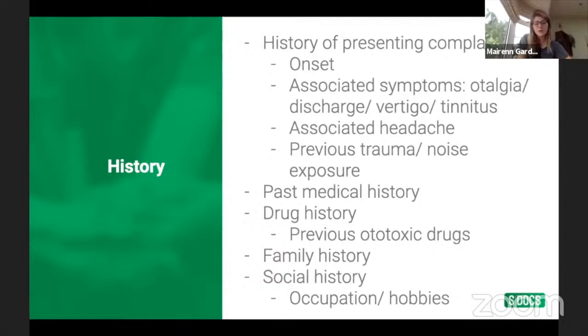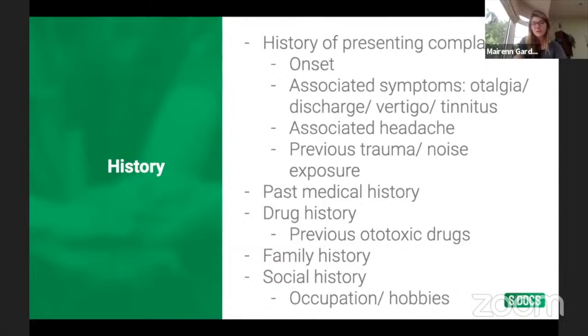It's important to ask about drug history. There are certain drugs which are ototoxic. Systemic aminoglycosides, so the antibiotic aminoglycosides, and cytotoxic agents, both can cause permanent hearing loss. Salicylates and quinine can also cause hearing loss, but these are reversible once you stop the drug.